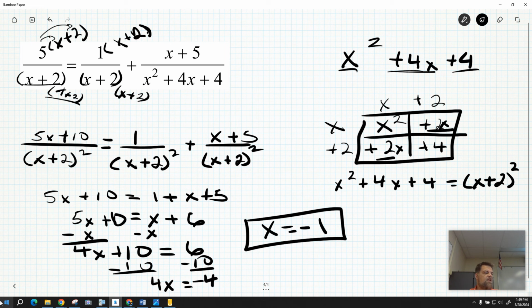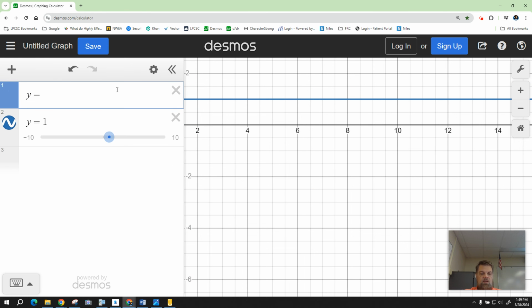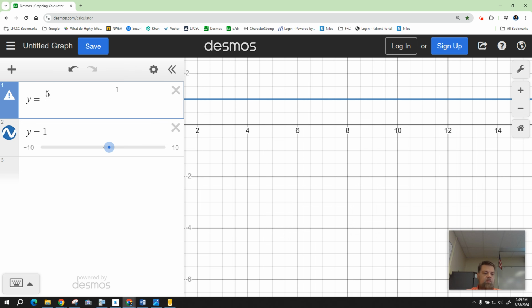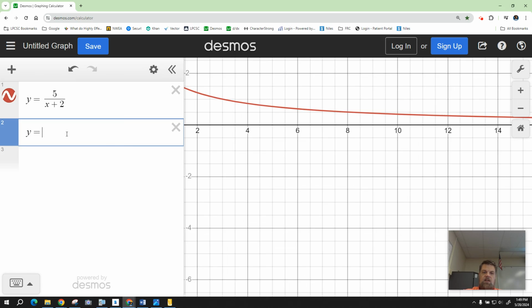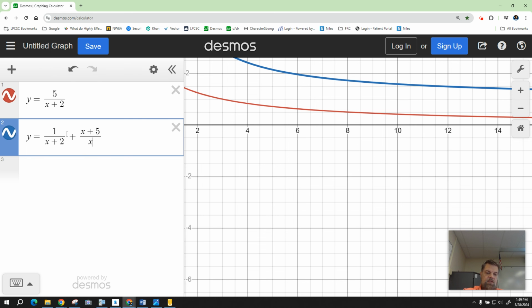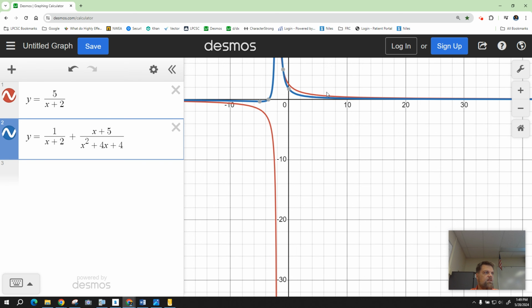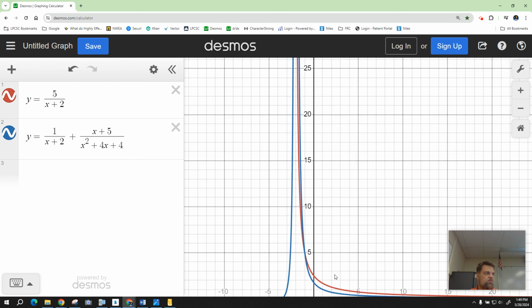You can solve this by doing it in the graphing calculator. So I'm going to do the left-hand side of the equal sign, which is just going to be 5 divided by, in parentheses, x plus 2. We're going to do the original equations. And then I'm going to say 1 divided by x plus 2 plus x plus 5 all over x squared plus 4x plus 4, and then we said that they would cross right here at x equals negative 1, right?